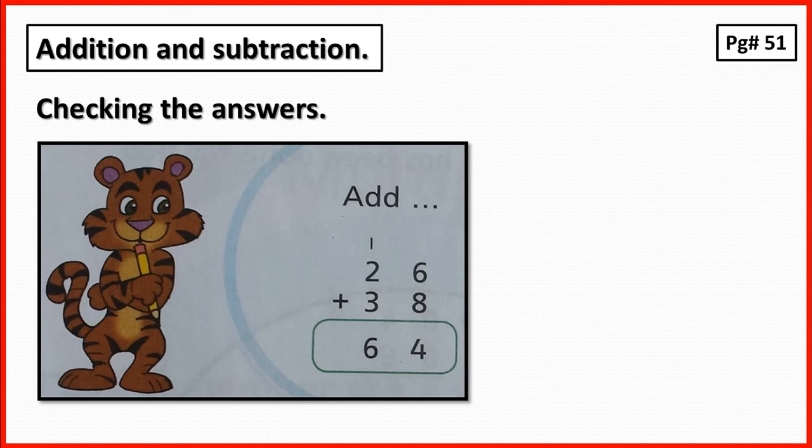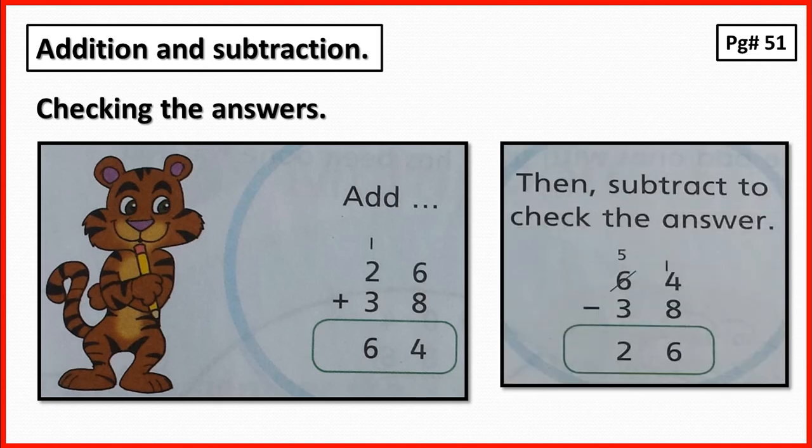So when 8 adds into 6, the number comes 14. 14 means 1 ten, 4 ones. So here we write 4 in ones column and 1 ten puts into the tens column above 2. Now add tens. 1 plus 2 equals to 3 and 3 plus 3 equals to 6.